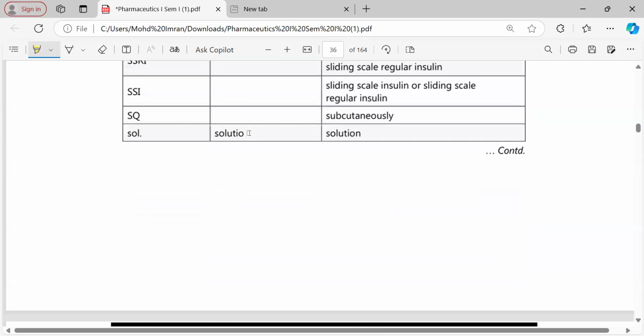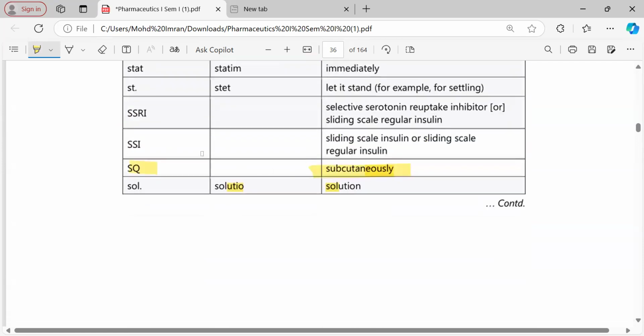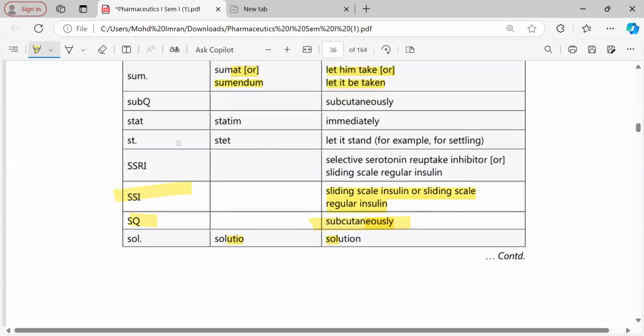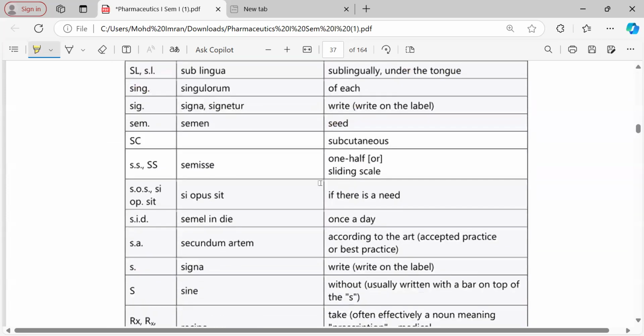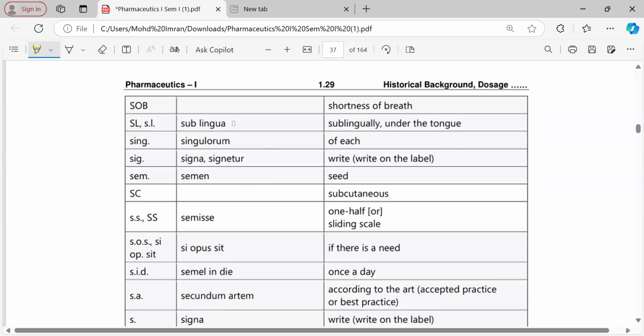They're important, right? Sol means it is solution. SQ is an abbreviation for subcutaneous drug delivery. SSI is an abbreviation for sliding scale insulin, a sliding scale regular insulin. SSRI is an abbreviation for selective serotonin reuptake inhibitors, right? So there are a lot of other things, right? Like sublingual, it is given sublingually, under the tongue, right? SEM is seed, right? SC is subcutaneous.